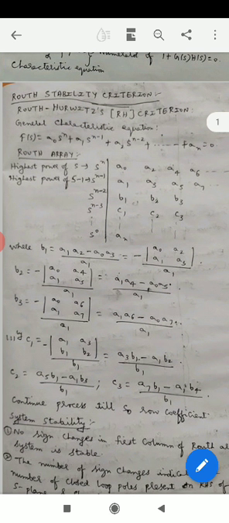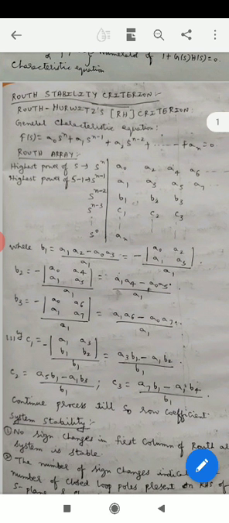Similarly, C3 is given by A7 into B1 minus A1 into B4. Here B4 is not written. If B4 is there, you can write B4 also, divided by B1. So you have to continue this process till the S power 0 row.